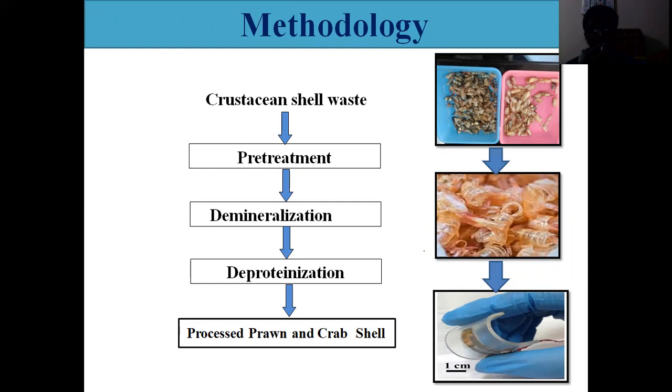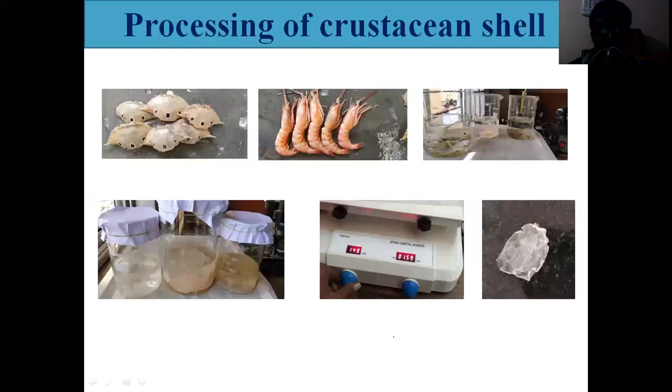And the next process is a demineralization process. Here also we remove all the materials that are in the crustacean shells. The final process is a deproteinization process. This is very important. After that, we finally get a flexible and transparent substrate. This is called the piezoelectric material. This has the piezoelectric property. We will make the device from this piezoelectric material.